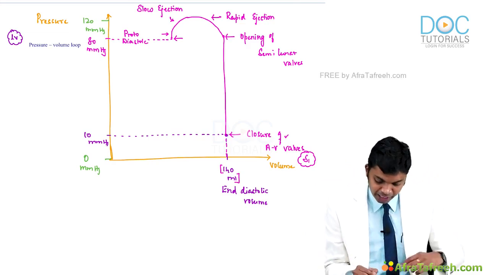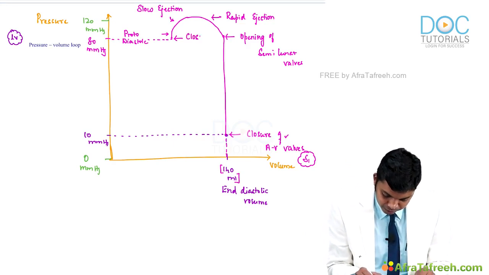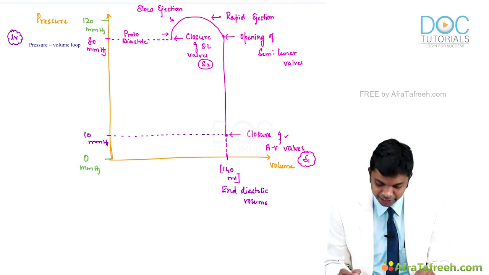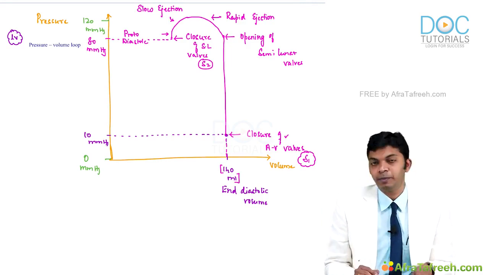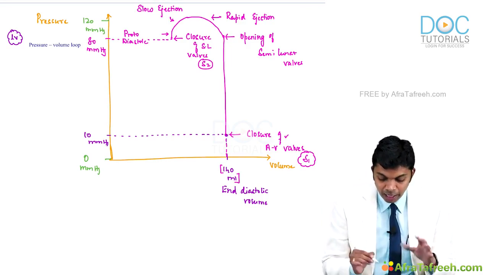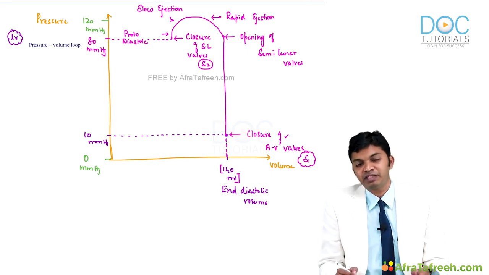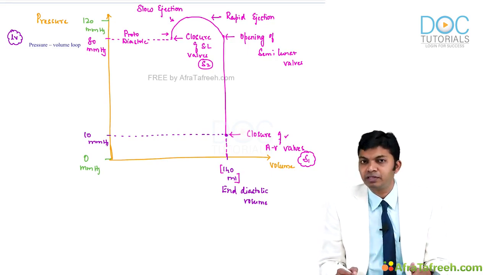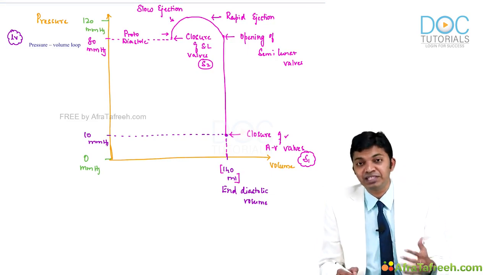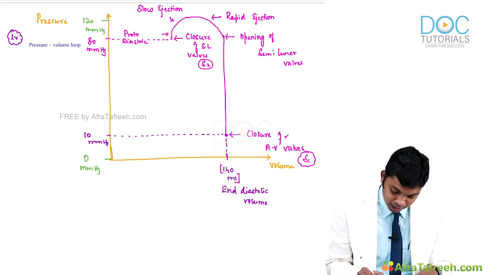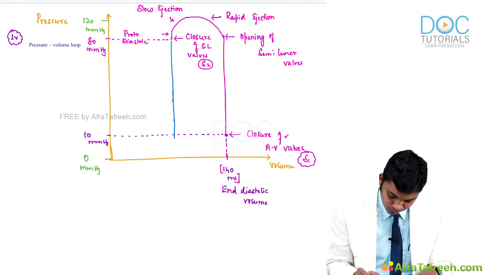So, end of protodiastole indicates closure of semilunar valves, contributing to the second heart sound, that is S2, doctors. Once semilunar valves have been closed, with the mitral and tricuspid valves already closed, this phase is called the isovolumetric relaxation phase. The ventricles go for relaxation without any change in volume.